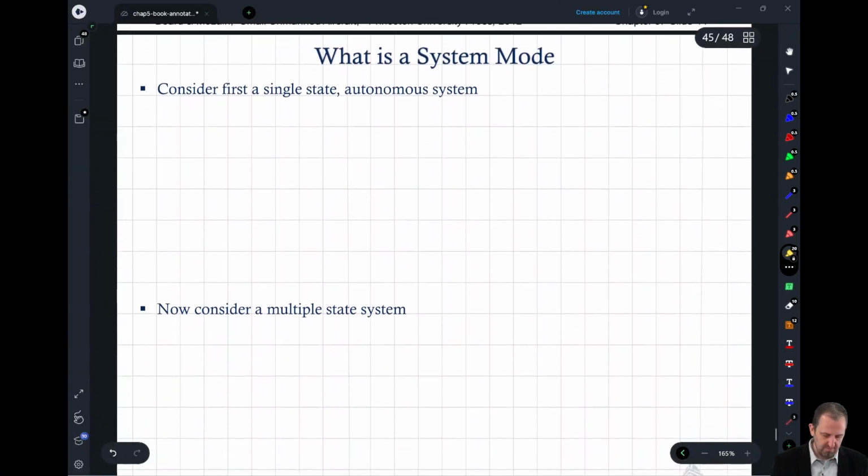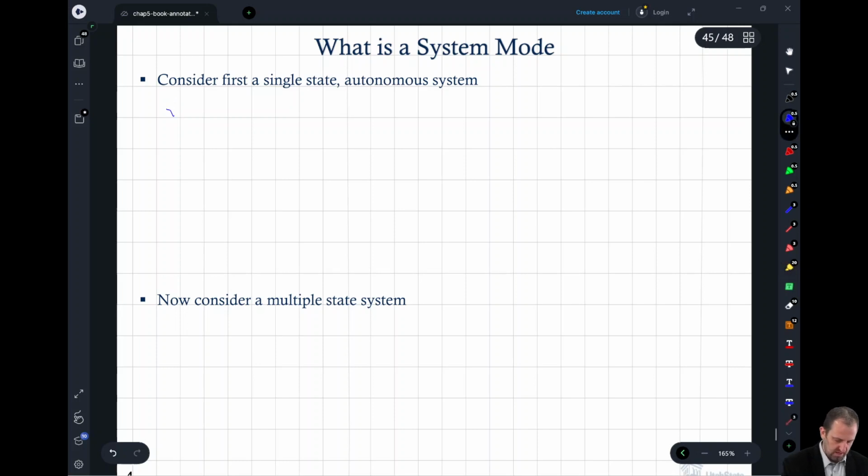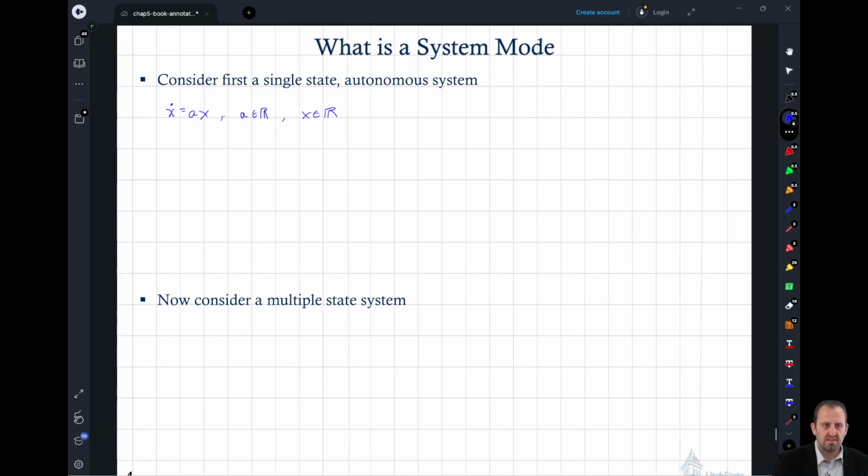As we jump in, let's first ask ourselves what is a modality of the system, or a system mode. We're going to first consider just a single state autonomous system. So we have x dot is equal to ax. We're going to assume that a is just a scalar, so we just have a single dimension, and x is also a scalar. This is the simplest ordinary differential equation that we have.